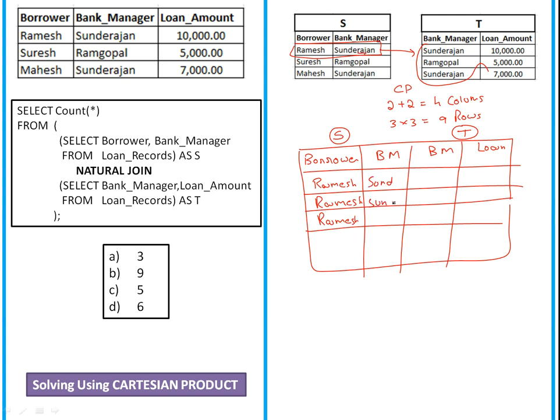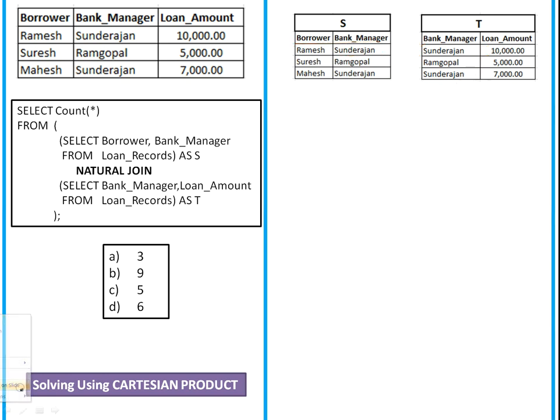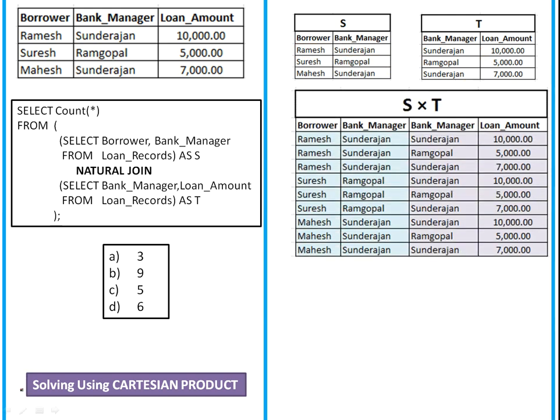Now one with this combination, that is Sundar Rajan. Loan amount is 10,000. The next one will be Ram Gopal. Loan amount is 5,000. Next one is Sundar Rajan again. What is 7,000? So this row you will see 3 times. Likewise, I will repeat with this, I will repeat with this also. So total 9 rows, guys. I am directly showing here, guys. You please write in your book. Yes, 9 rows.